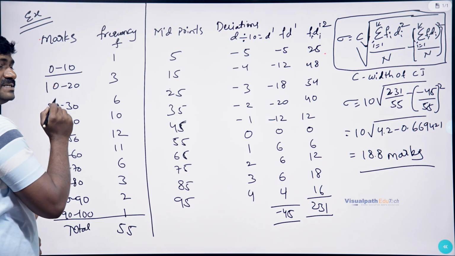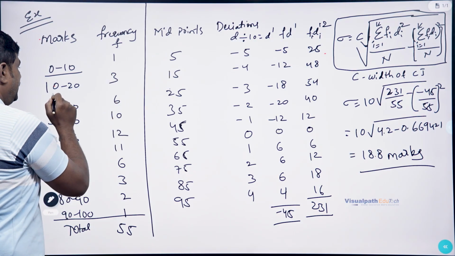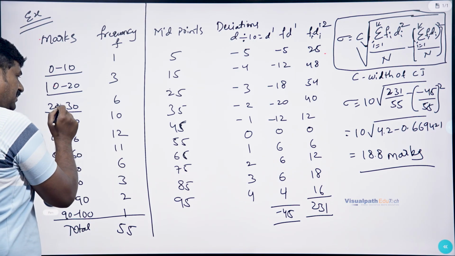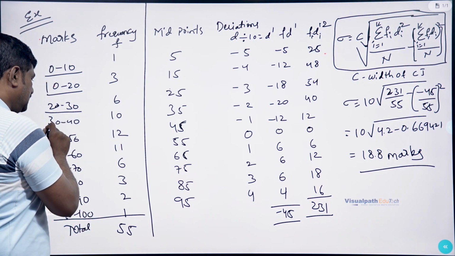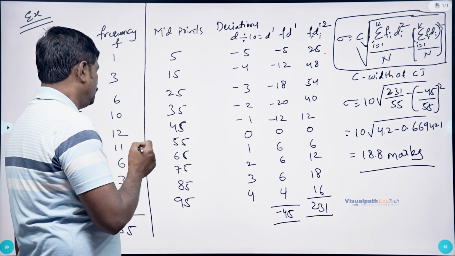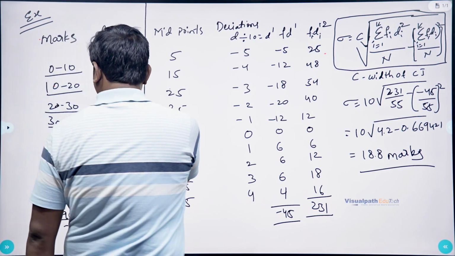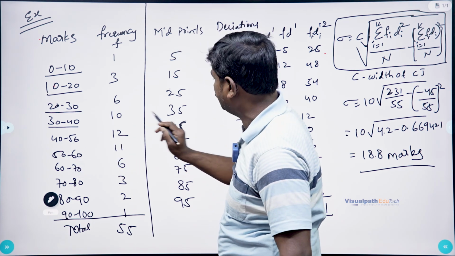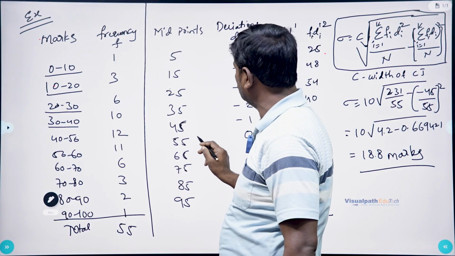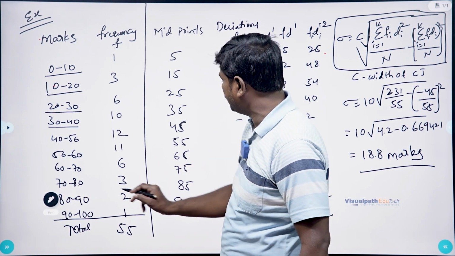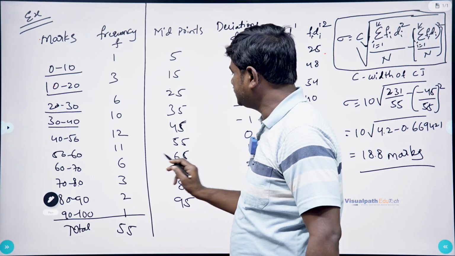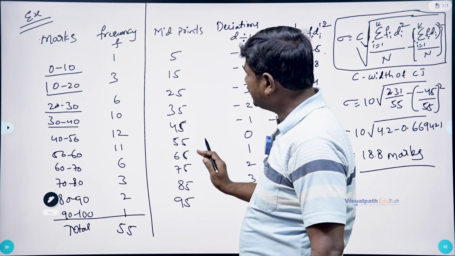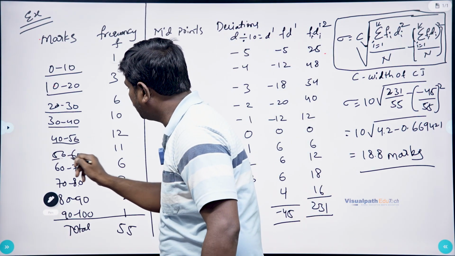For 0 to 10, the midpoint of this class interval is 5. Then 10 to 20, the midpoint is 15. 20 to 30, the midpoint is 20 plus 30, 50 by 2, that is 25. Next, 30 plus 40, 70 by 2, that is 35. Then 40 plus 50, 90 by 2, that is 45. 50 plus 60, 110 by 2, that is 55. 60 plus 70 means 130 by 2, that is 65. 70 plus 80, 150 by 2, that is 75. 80 to 90, 170 by 2, that is 85. 90 to 100, 190 by 2, that is 95. So these are the midpoints we have to calculate for all the class intervals.